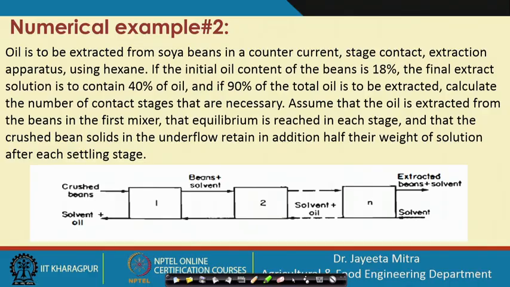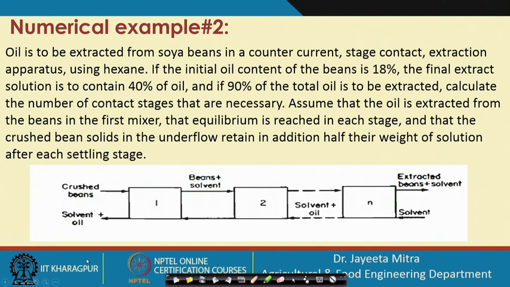So, in a counter current leaching, from one side the crushed bean, the solid mixture, is entered, and from the crushed bean we want to extract the soya oil. There is a solvent that is entering into the multi-stage leaching apparatus from the opposite side. So, this is a counter current operation. Now, let us see what the question is, and then step by step we will try to solve it.